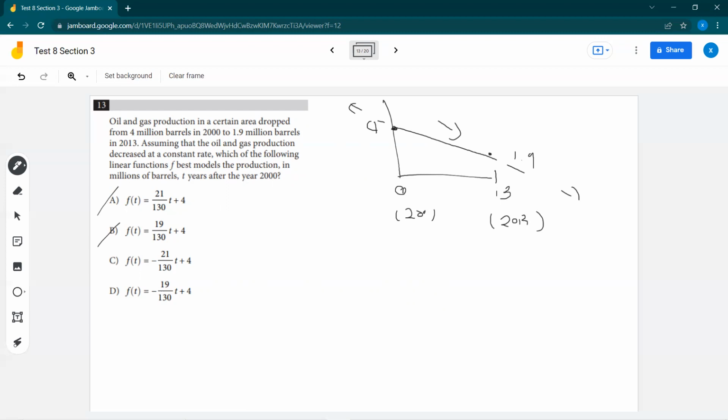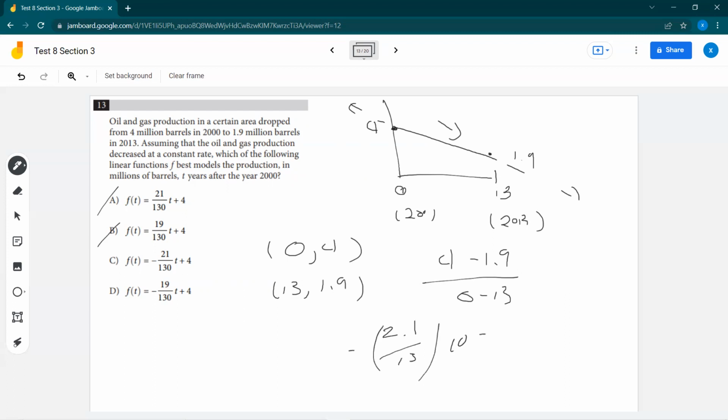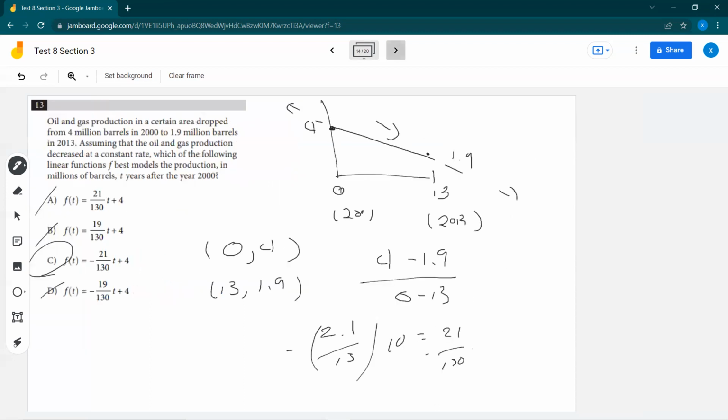Well, the first point we have is 0, 4. Second point we have is 13, 1.9. We just do 4 minus 1.9 over 0 minus 13. That gives us 2.1 over 13. Of course, that's negative. Multiply that whole thing by 10, and you get 21 over 130. And of course, that's negative. Therefore, the answer is C. So you can actually rule out a lot of these answers just by drawing a graph.